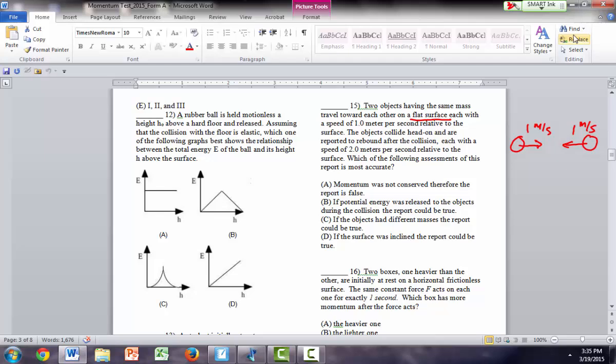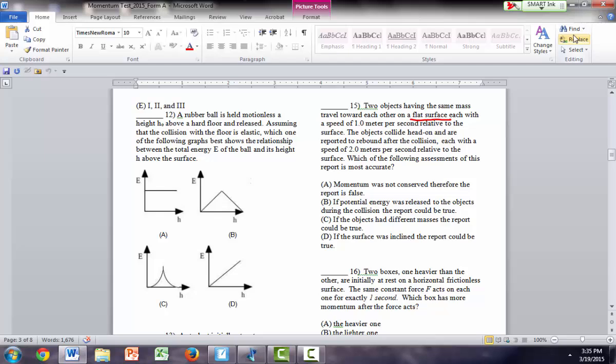And afterwards, they're departing from each other with an equal velocity of 2 meters per second, okay? 2 and 2. So opposite directions, same velocity, same masses. In both cases, momentum is 0. The issue is that energy has been gained. And so you're trying to figure out where did that energy come from.